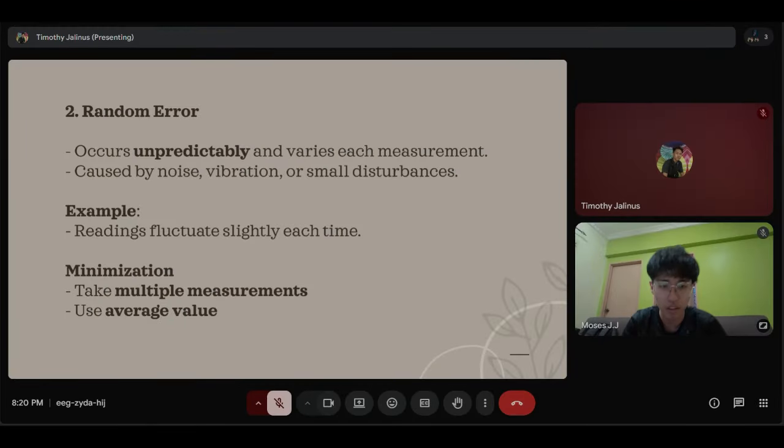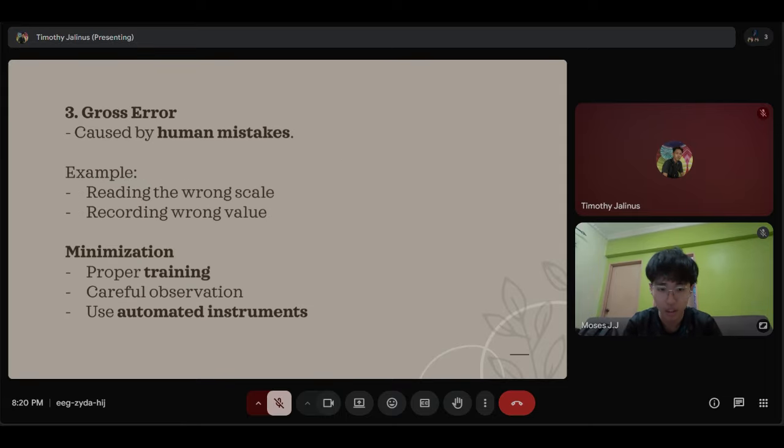So next is a random error. A random error occurs unpredictably and causes small variation in measurement result. It can be caused by electrical noise, vibration, or environmental disturbance. So the next one is gross error. It is mainly caused by human mistake such as reading the wrong scale, recording incorrect data, or using the instrument improperly.